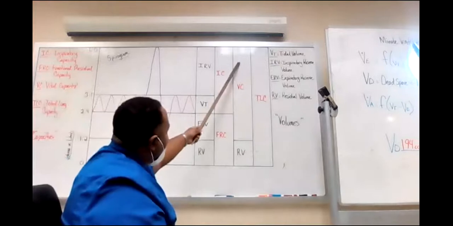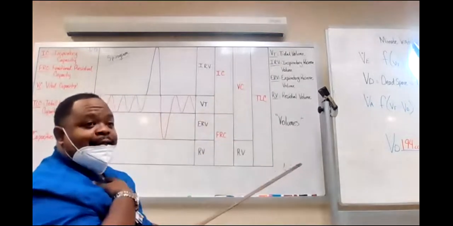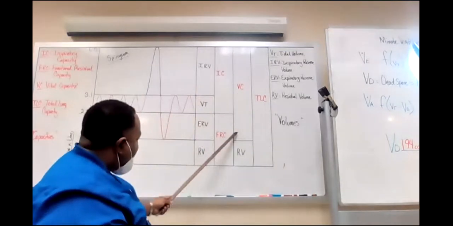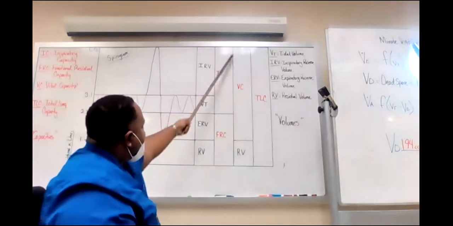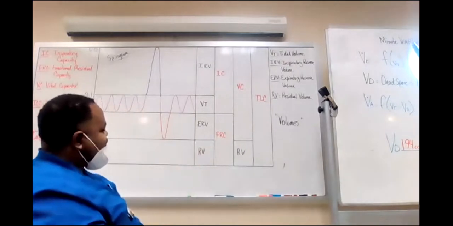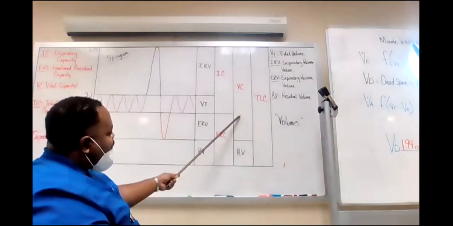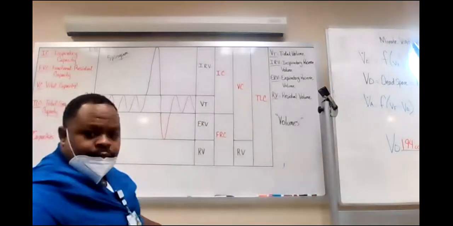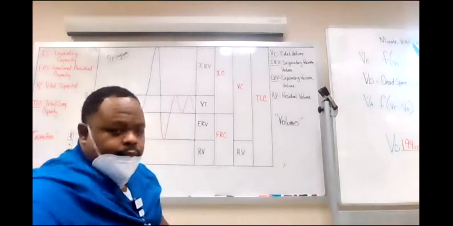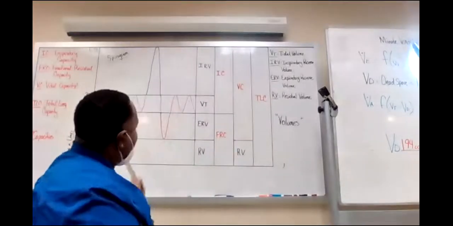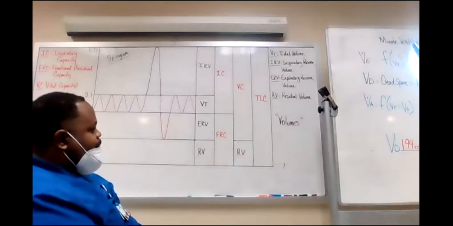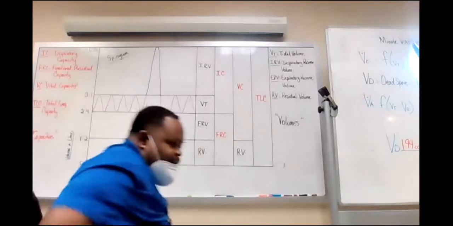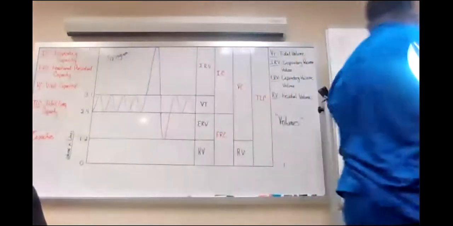And then of course my vital capacity is everything I can do. So all of what I can inhale and all that I can push out from here to here, that's my vital capacity. Even with vital capacity though, there's still some residual volume left in my lungs. And then TLC is the whole shebang. Everything. Now, let's look at some addition and subtraction of it.